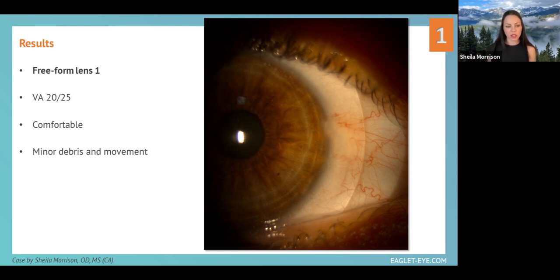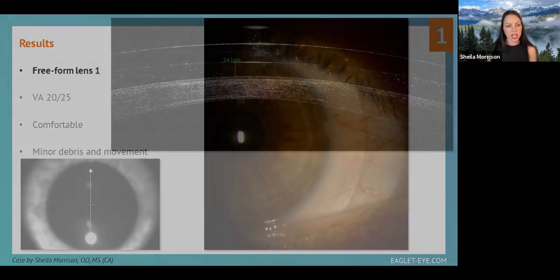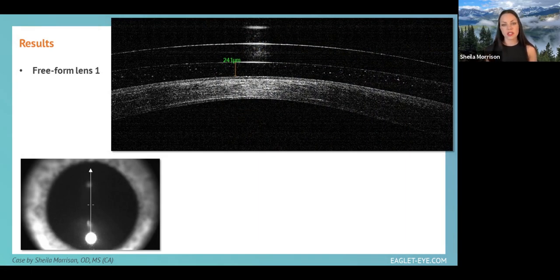20/25 vision, his only complaint was a little bit of movement with the lens. And I'll just show you what it looked like on his first lens evaluation. Centrally, you can see in this OCT those little specks are a clue to me that we're getting a little bit of midday fog under the lens. And he did complain about it. You could see debris floating around.